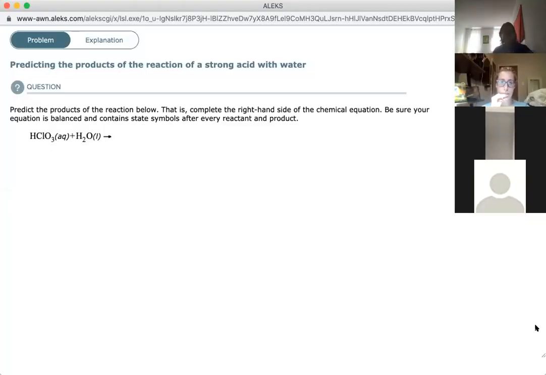There you go. Okay. So to me, it seems like the same kind of problem we just did, but it says here, predict the products of the reaction below. Now, this is for a strong acid with water. So for this particular problem, read the question, read the category, strong acid. That tells you that you're starting with a strong acid. So complete the right hand side of the chemical equation and be sure it's balanced. And make sure that it contains the state symbols. State symbols meaning aqueous or liquid. Ions are aqueous. So if it's an ion, it's aqueous. So for this one, you just need ions.